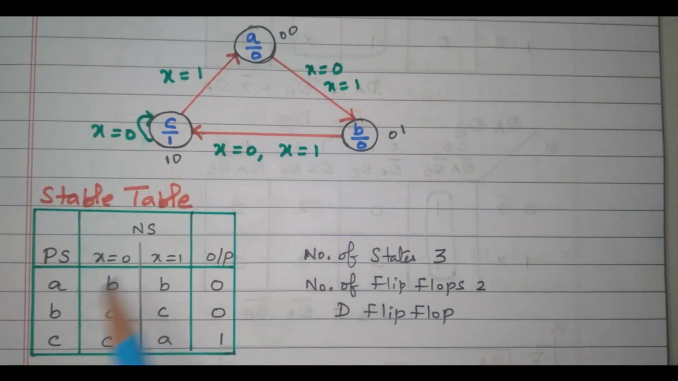So from the state diagram we developed the state table. There are 3 states available, so we need 2 flip-flops. We are going to use the D flip-flop. Now we need to go with the state assignment, that is, the present state and next state of the D flip-flop. There are 3 states available.